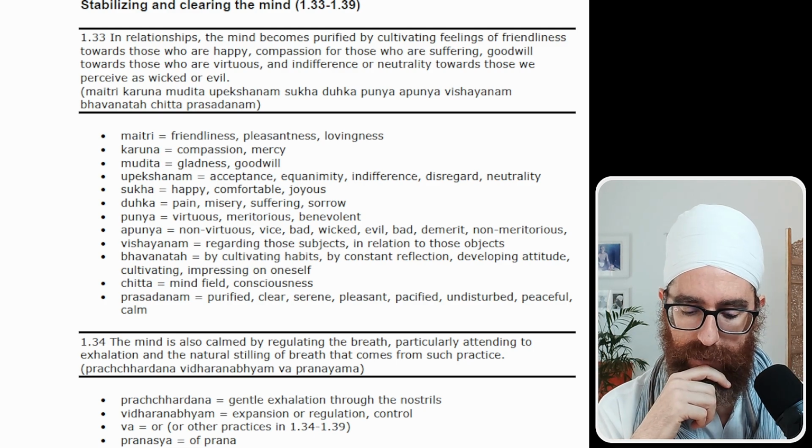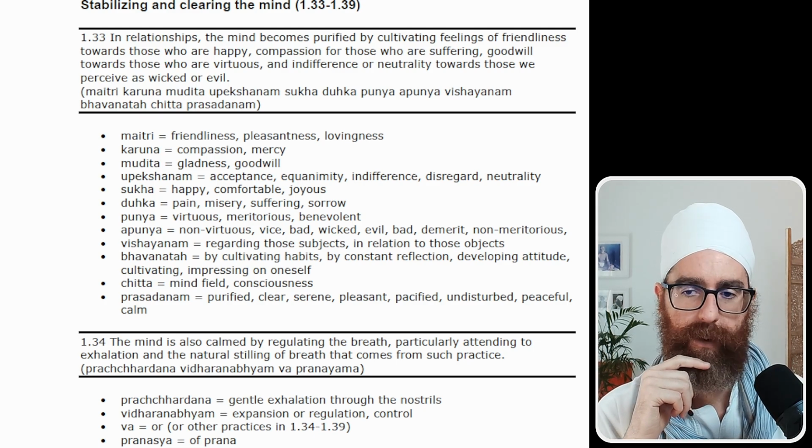Now, this line made me stop quite a bit as I read it: friendliness towards those who are happy, compassion towards those who suffer, joy towards those who are virtuous, indifference towards those who are wicked. Why? Why should we have different attitudes? My first reaction was, wait, why should we have different attitudes towards anyone? Shouldn't we at some point reach the state where you can see God in everyone, in everything, and everywhere?